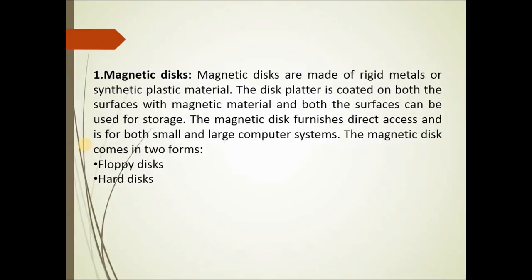Okay, so now about the magnetic disk. In the technology of the magnetic disk, you will get a read write head, and some platters are also there. Data will be stored in that platter. To read and write data from the platter, the read write head is there. Magnetic storage can be divided into hard disk and floppy. Magnetic disks are made of rigid metals or synthetic plastic material. The disk platter is coated on both surfaces with magnetic material, and both surfaces can be used for storage. The magnetic disk furnishes direct access and is used for both small and large computer systems.